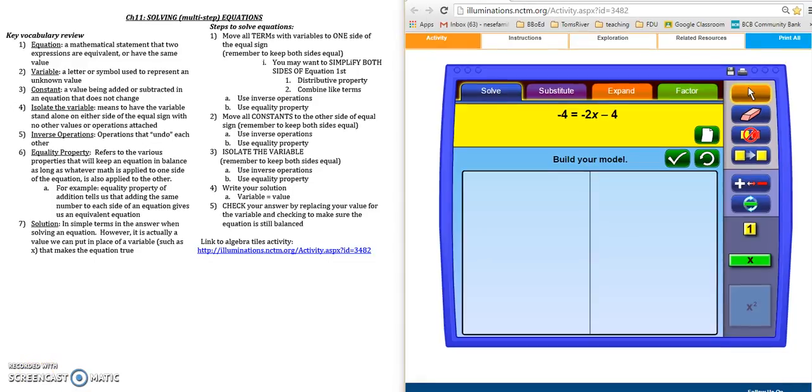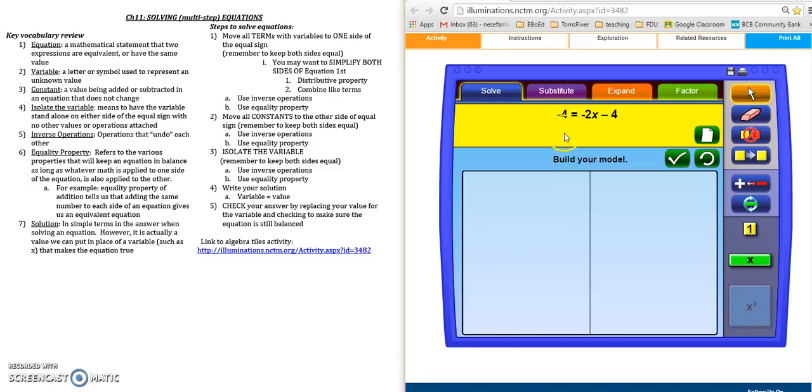Now let's try some examples. There is an activity on the illuminations.nctm.org website which allows you to use algebra tiles or pieces to represent the equation to help you see how to use inverse operations and equality property in order to solve an equation. The link is provided here in case you want to access it again on your own for individual practice. But for now, we'll do some examples together.